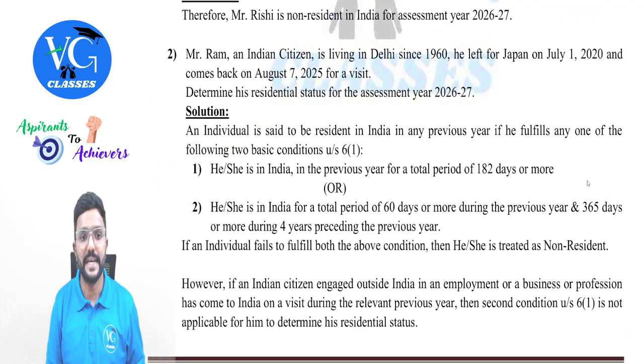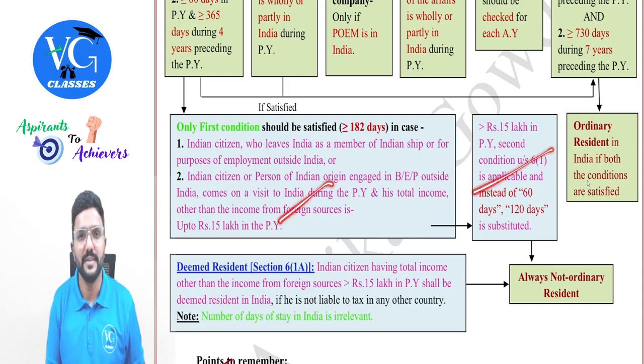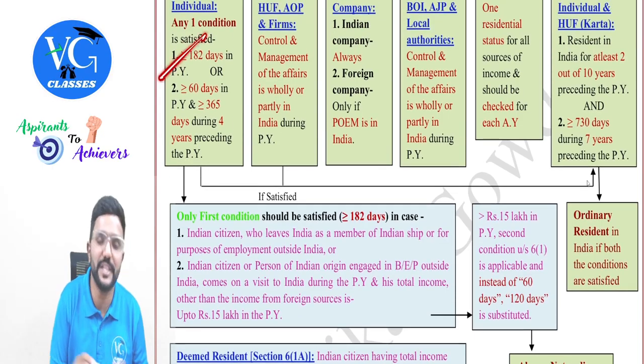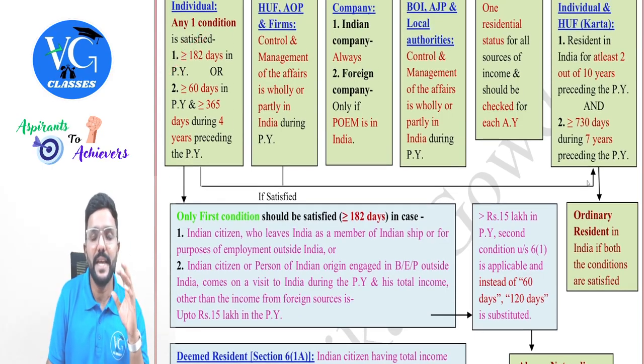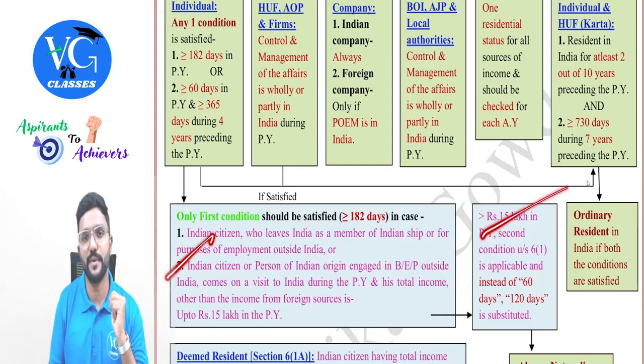He is a resident. And when he is covered in the explanation, whether 15 lakh or more, okay, because the income is not given in the question, it doesn't matter because he satisfied the first condition only. Here, see, if he had not satisfied the first condition, then income was relevant, to decide whether this point or this point applies.